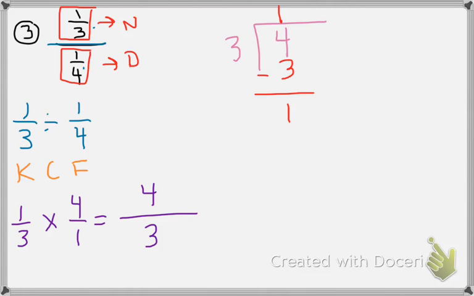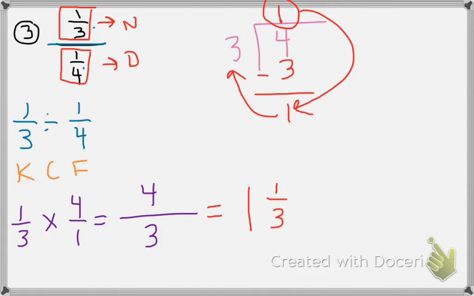Since we're working with fractions, we're going to have our answers in fraction form as well. So we have our whole number, which is the 1 on top. That's the big number in the front. We have 1 as the remainder, so it's going to be 1 over 3. It goes clockwise. So our answer is 1 and 1/3. So 1/3 divided by 1/4 is 1 and 1/3.